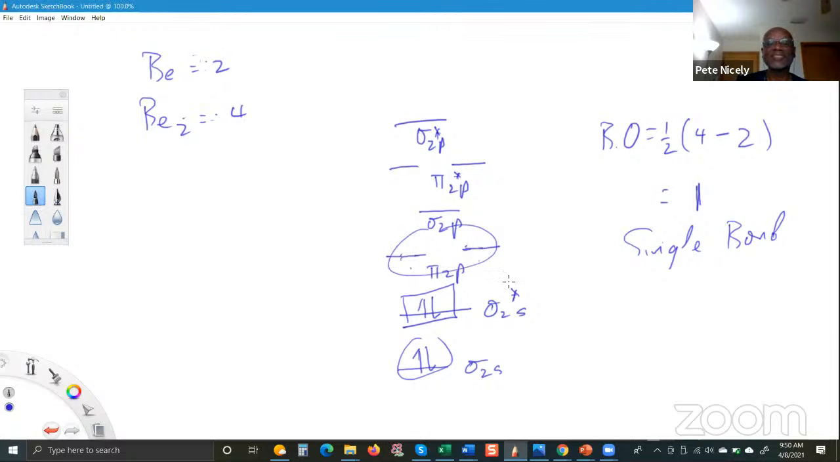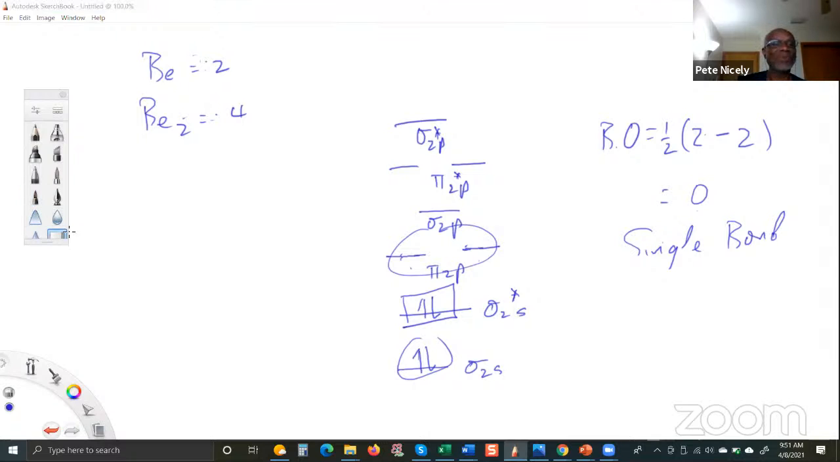So what does that mean? That means that the bond order will be half the number of bonding electrons, which is 2, minus the number of anti-bonding electrons, which is 2. So in the case of beryllium, the bond order is 0. And what that tells you is that there's no bond between the 2 atoms in this supposed molecule.